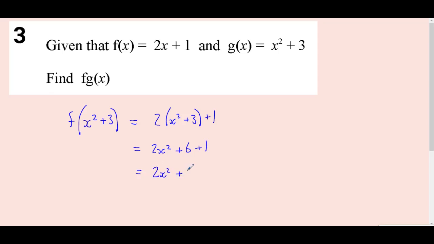This could be a 1 marker, it could be a 2 marker, where you get 1 mark for recognizing the substitution of x squared plus 3 and 1 mark for the final answer.